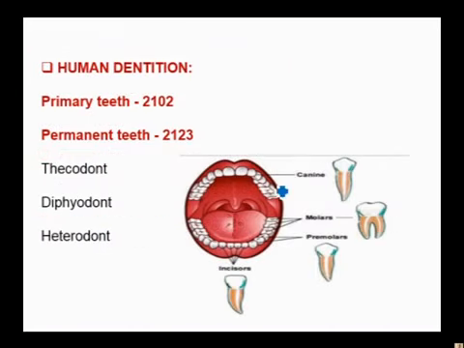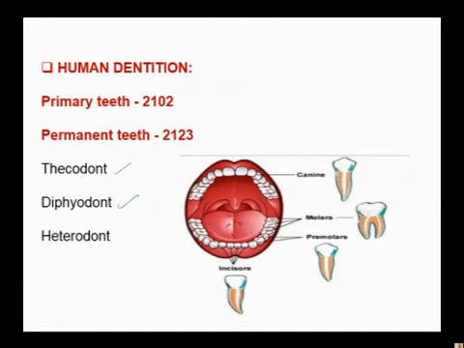What's the role of the teeth? The human dentition is nothing but the mode of arrangement of the teeth in the buccal cavity or jaw. The teeth is thecodont type, in the sense the tooth is embedded within the jaw socket. It is diphyodont type because in the lifespan we get 2 sets of the teeth. One is a milk teeth or deciduous teeth. The other one is a permanent teeth.